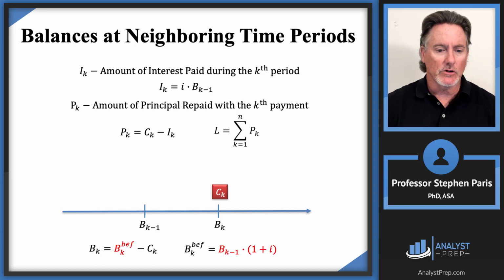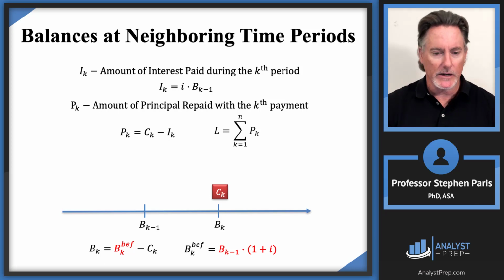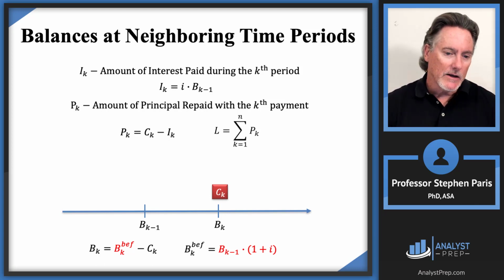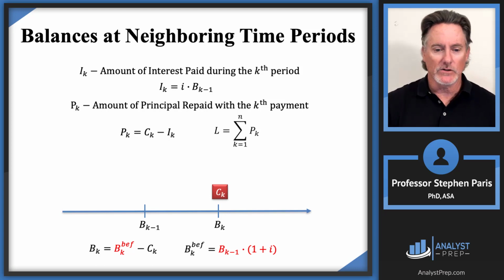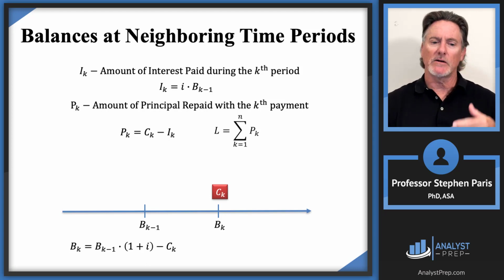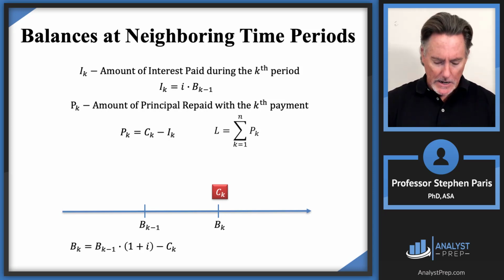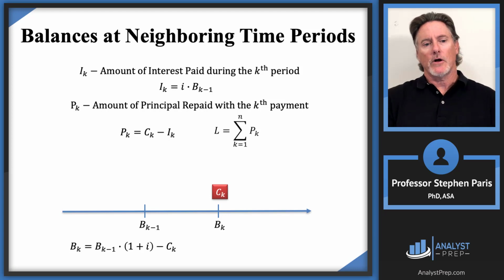And so what I'm about to do is take the expression in red in the second equation and substitute that in for what I have in red in the first equation. And then you can see that I can relate the balances at the neighboring time periods this way. The balance at time k would be I take the balance at time k minus 1. And when I say at time k, I mean just after the payment at time k. That's what that symbol's representing. So I take the balance just after that payment at time k minus 1, accumulate it, and then subtract off the payment amount.